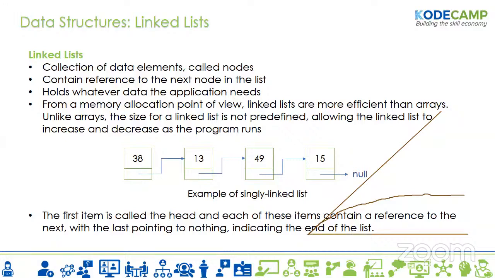Now, the linked list is a collection of data elements, and they're basically called nodes. They contain a reference to the next node in the list. What it does is it holds whatever data the application needs. So it's a collection of data elements, and it contains a reference to the next node. Now, from a memory allocation point of view, linked lists are more efficient than arrays, and unlike arrays, the size of a linked list is not predefined.